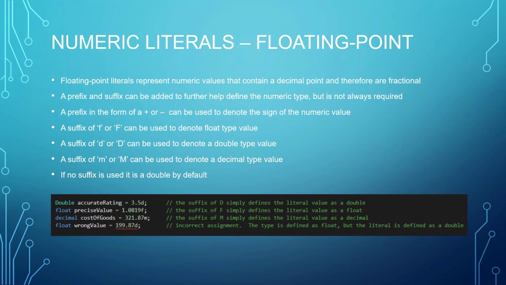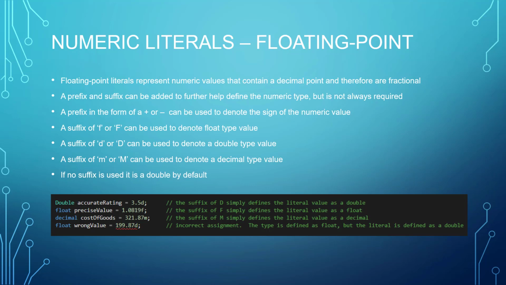Now the standard suffix that's used is a lowercase d or uppercase D, and it's used to denote a double type value. And so again, these are all decimal point values or floating point values. So if you use a d, it will tell the C# compiler that, hey, treat this numeric literal as a double.